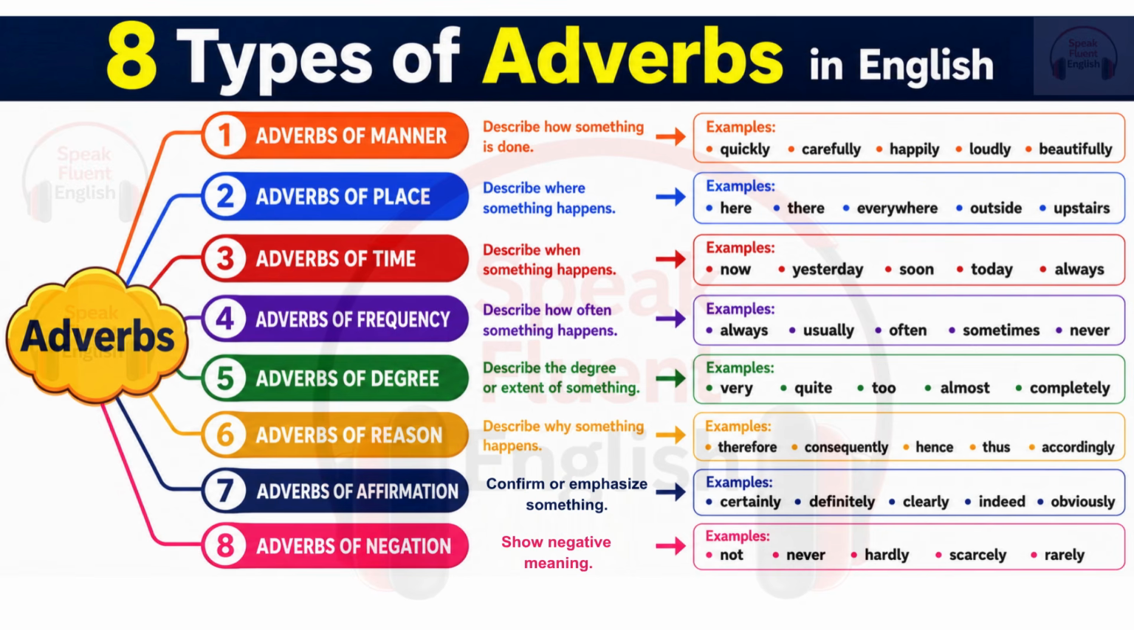Next, adverbs of reason. These adverbs describe why something happens or show a result. Examples are therefore, consequently, hence, thus, and accordingly. They connect ideas and reasons. Let's start practicing some simple sentences.